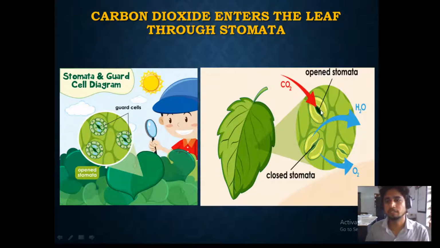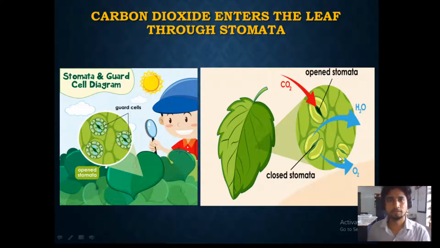So here you can see there is open stomata and there is closed stomata. When the stomata is open, the carbon dioxide is entering inside. And when the stomata is closed, carbon dioxide cannot enter inside. And when the stomata is open, water molecules are coming out.